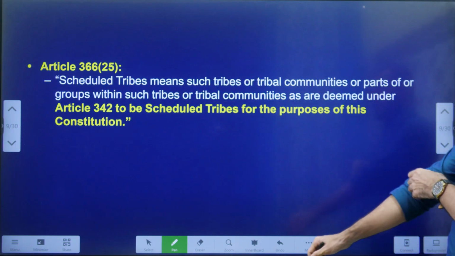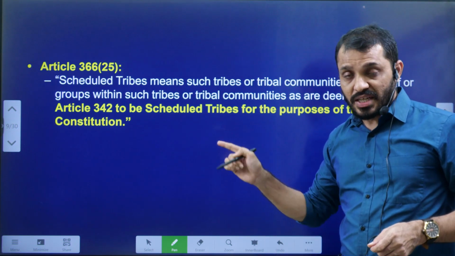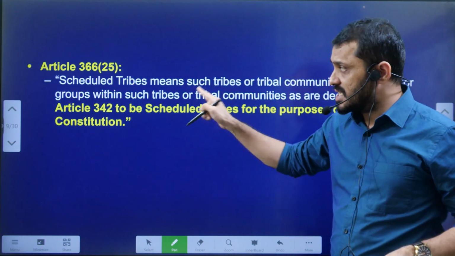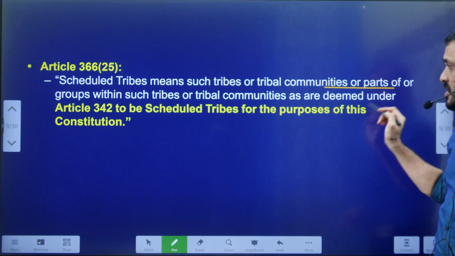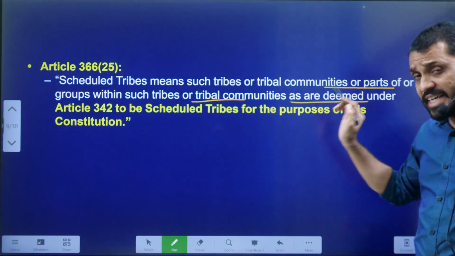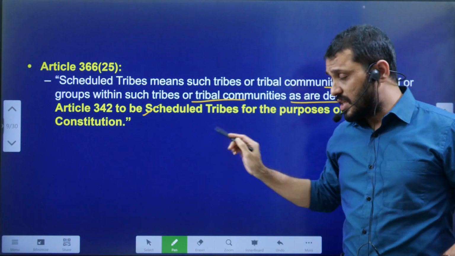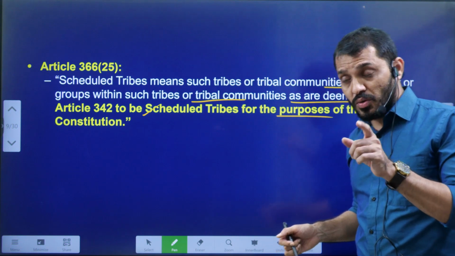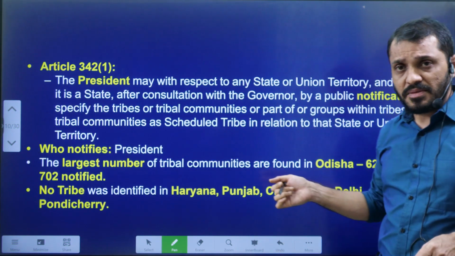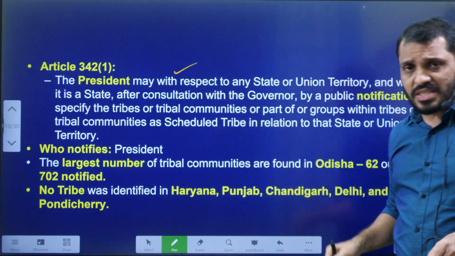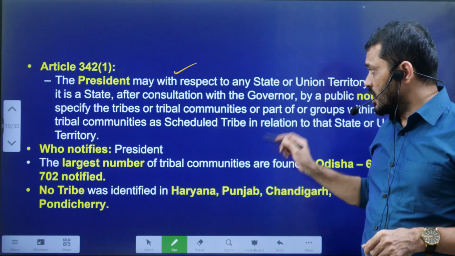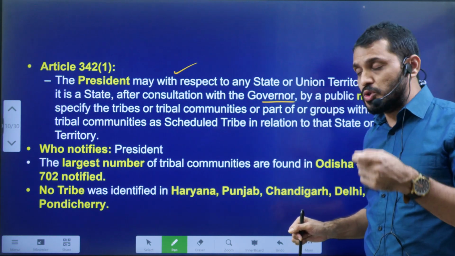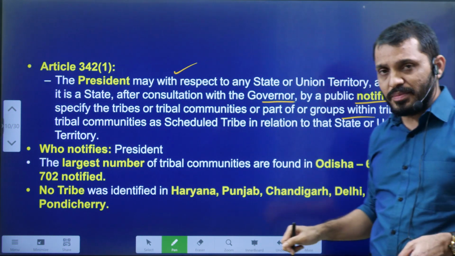Okay. Next, Article 366, Clause 25. It says that whoever is defined as ST under Article 342 will be considered as ST. Scheduled tribe means the tribes which are identified under Article 342. The procedure for identifying under 342 I already explained to you in the previous slides. Article 342 Clause 1 says, who notifies the community as an ST? The President will notify according to the state government. The state government will forward the community names through the Governor, and a public notification will be given.